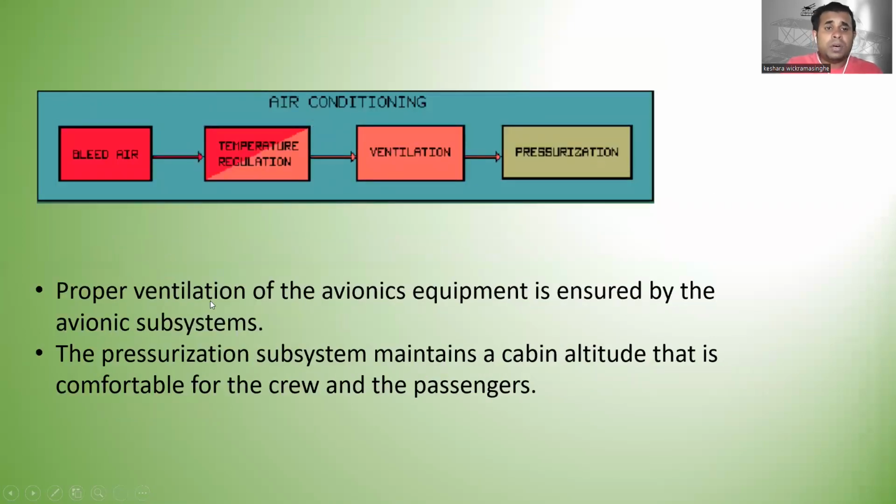And then proper ventilation of the avionics equipment is ensured by the avionics subsystems, right? And the pressurization subsystems maintain a cabin altitude that is comfortable for the crew and the passengers. All right, so here is kind of the graph. You can say the bleed air is coming and goes to the temperature regulation, and then goes to the ventilation and then pressurization.